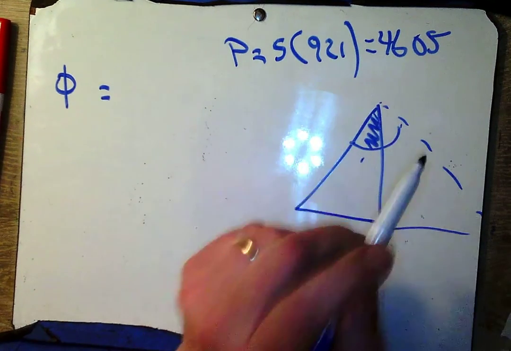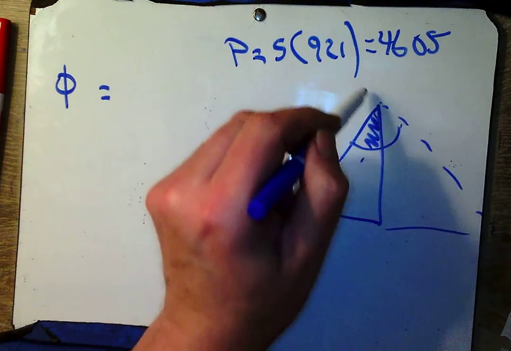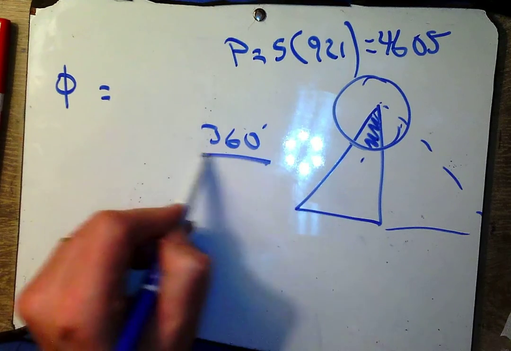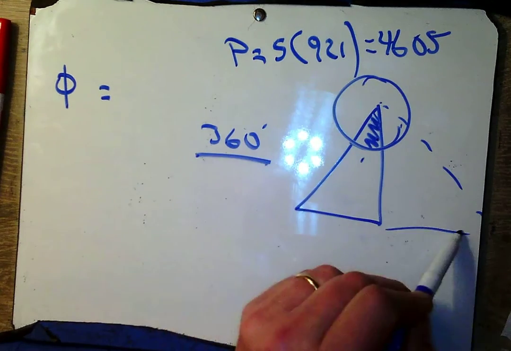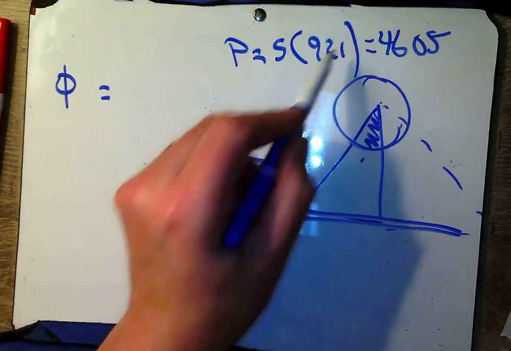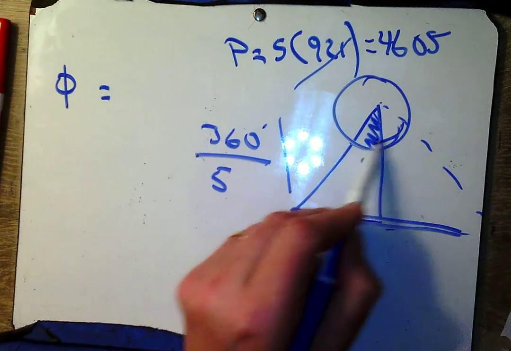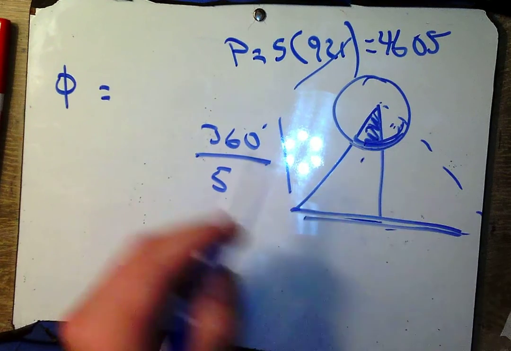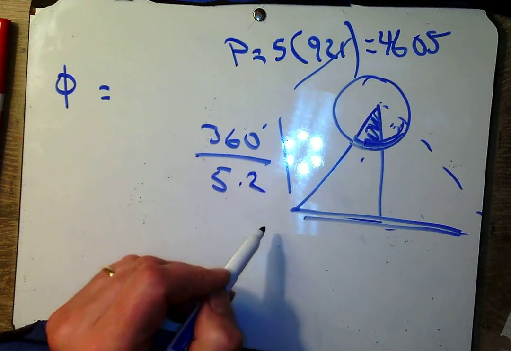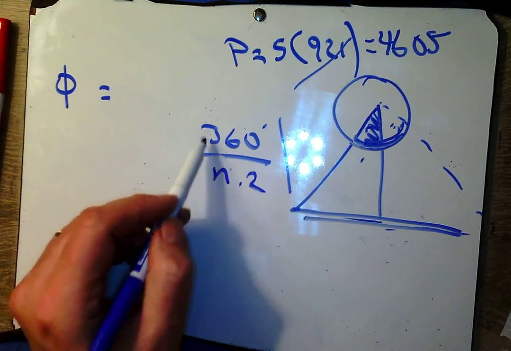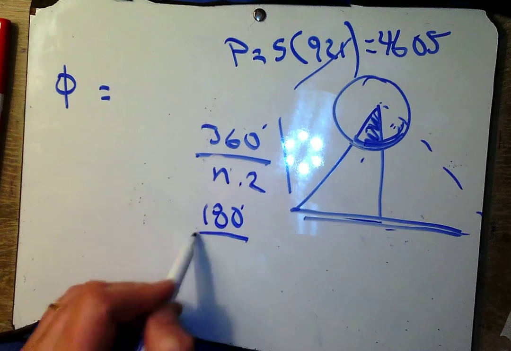Anyway, what I'm thinking of here is that all the way around, 360, divided by the number of sides, divided by 5. But wait, that gets us this whole angle. So we want to divide that in half. Wait, the number of sides, there we go. And so I have 180 over n.